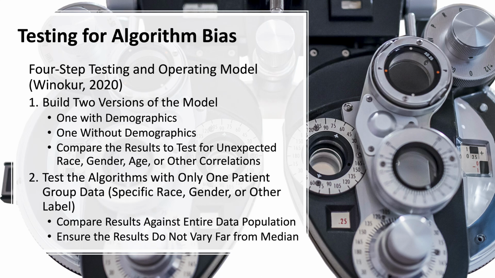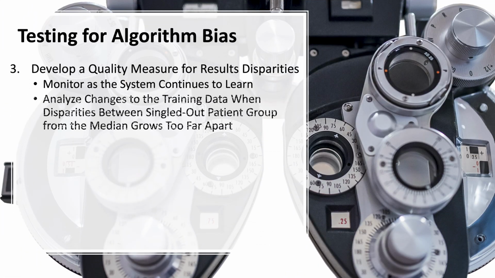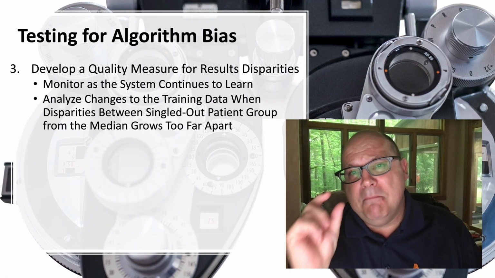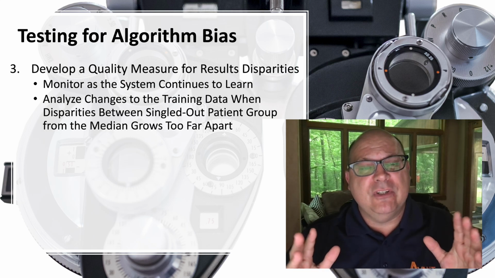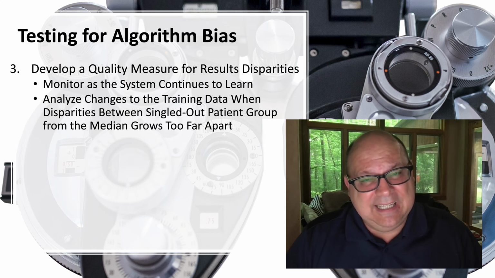Another approach is to run the algorithm and isolate the variables race, gender, age, and other such labels, and see how the systems compare against each other, and make sure that it's consistent. It does not vary by age or by race, for example. And with this data, we can develop a metric to see how far the results are off from the entire data set versus our isolated data set.